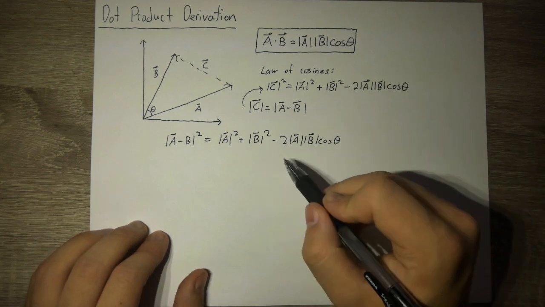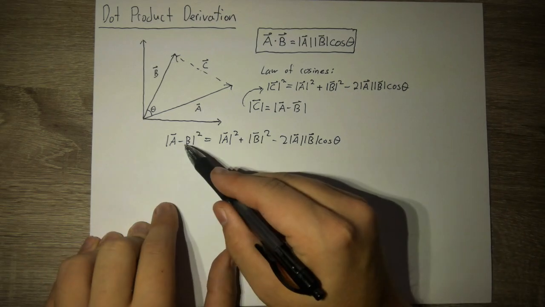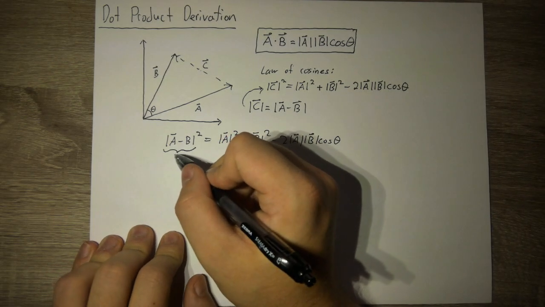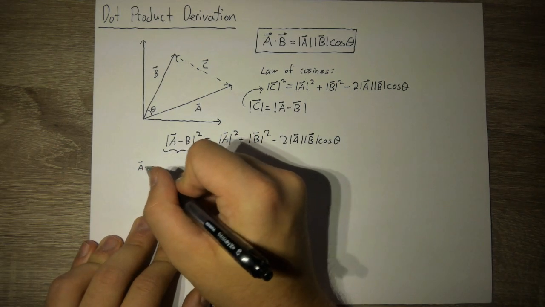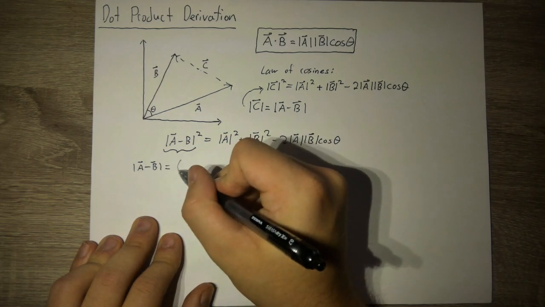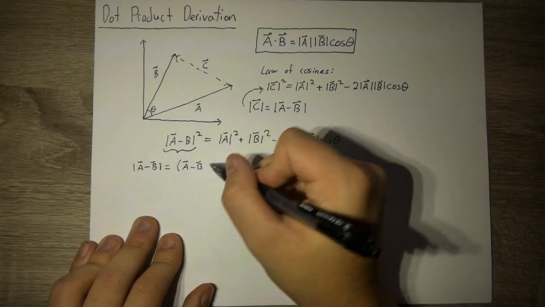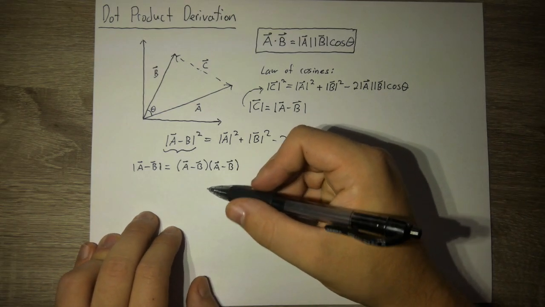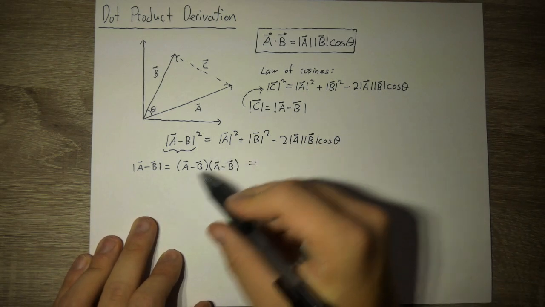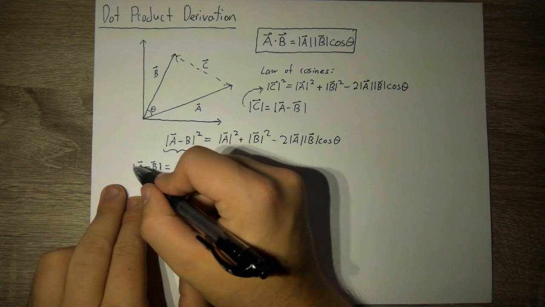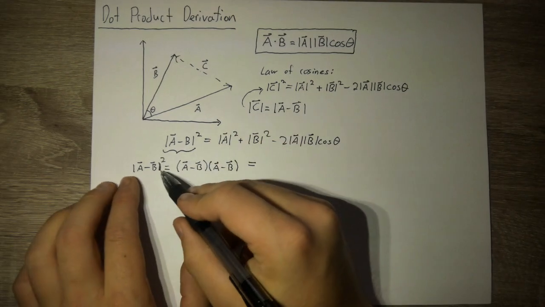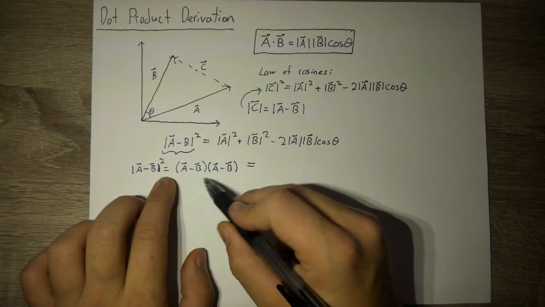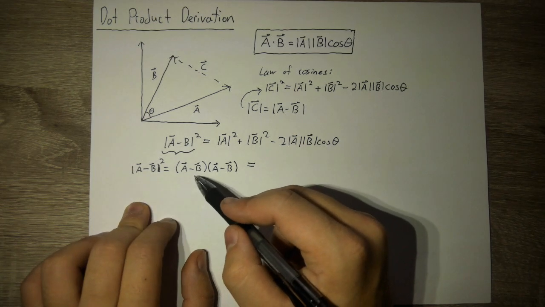Now, what we can do is take a look at this and expand it out. I'm just going to look at the left side, and I'm going to note that the magnitude of A minus B squared is equal to A minus B times A minus B. Now you might ask why. This is the magnitude, so this should be squared. Why isn't it the magnitude of A minus B times the magnitude of A minus B? Because I'm just subtracting the vectors here with no magnitude.